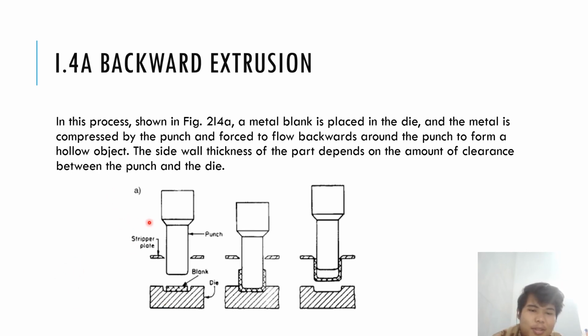Like we talked about before, the metal blank is placed in the die and the metal is compressed by the punch and forced to flow backwards. So the blank here and the stripper plate are going to be put together, and after the push of the punch it's going to go backwards. Remember the previous one, on the wire one, it's going to go backward. The wall thickness of the part depends on the clearance between the punch and the die.